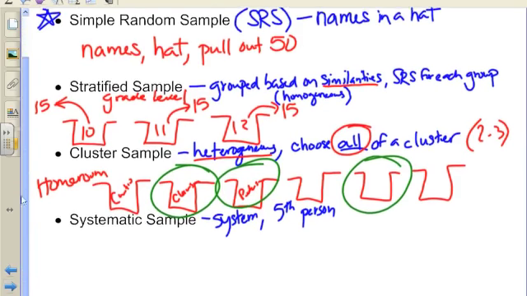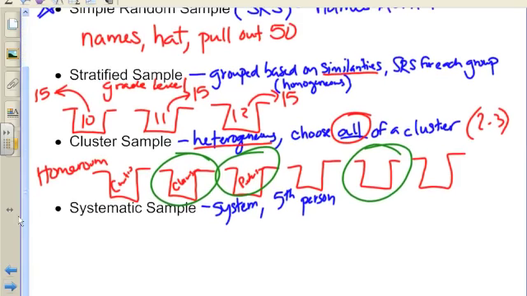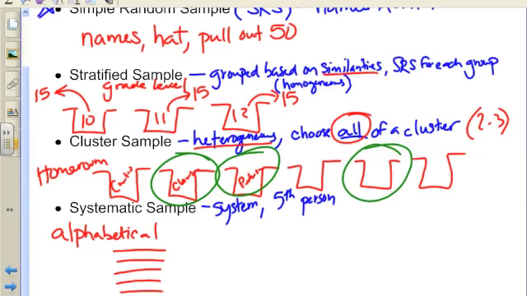The last is a systematic sample. So I might go and get an alphabetical list of every student at our school. And then I would choose a random starting location, maybe using a random number generator. So randomly I've chosen that I'm going to start at person number 3. And then I'm going to pick every 5th line. So this person gets asked, then I go down 1, 2, 3, 4, 5, and this person gets asked. I go down 5 more, and that person gets asked.